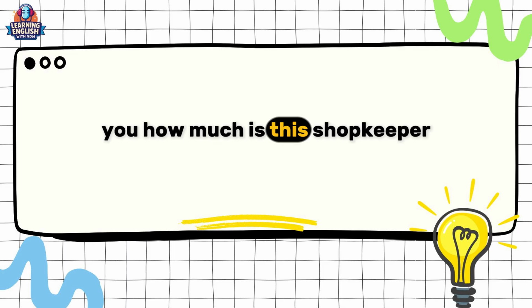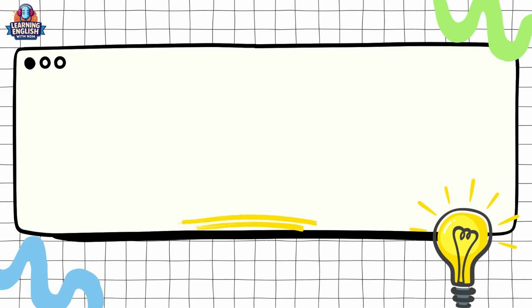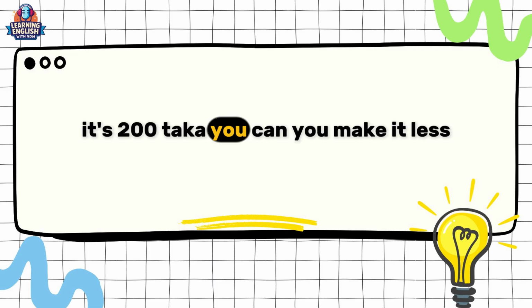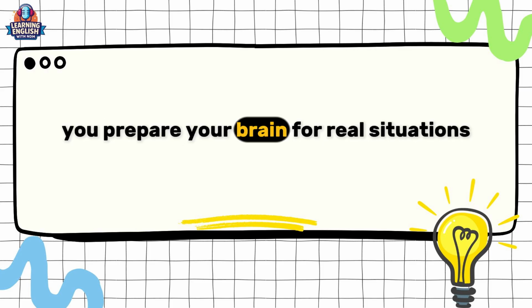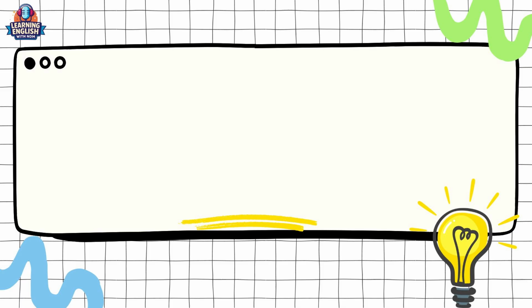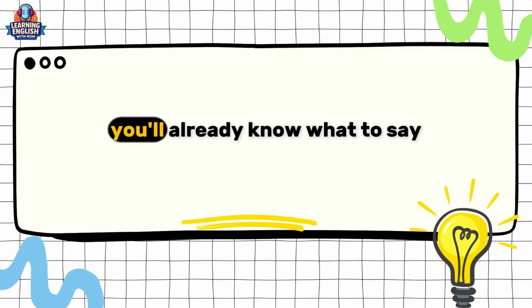You: How much is this? Shopkeeper: It's 200 taka. You: Can you make it less? By practicing these tiny dialogues in your head, you prepare your brain for real situations. The next time you're in that situation, you'll already know what to say.